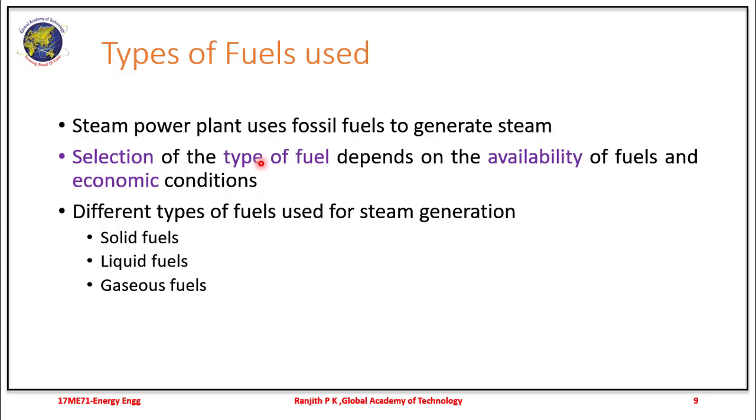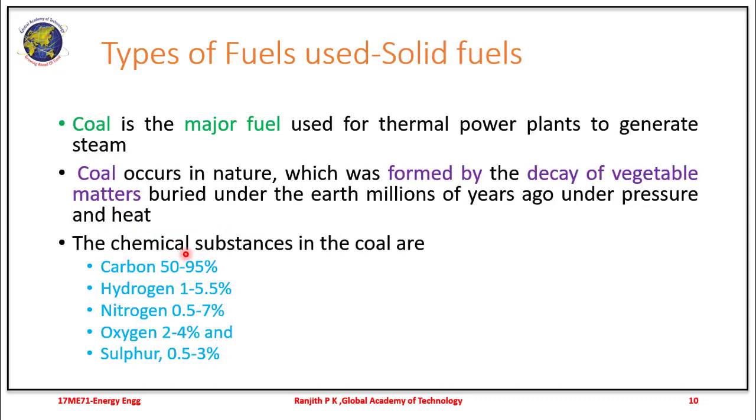The steam power plant essentially uses fossil fuels to generate steam. So the selection of the fuel depends on the availability of the fuel and the various economic conditions. Different types of fuels could be used for steam generation, including solid, liquid, and gaseous fuels. In case of solid fuel, coal is the major fuel used for thermal power plants to generate steam. Coal occurs in nature, formed by the decay of animal and vegetable matter buried under the earth millions of years ago.